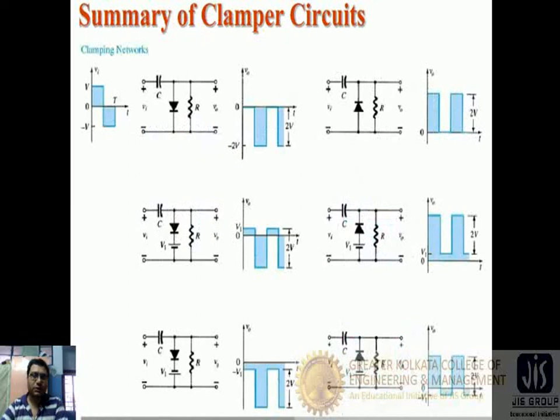Now we come to the summary of the clamper circuits. There are various types of clamper circuits available. So we can see some of the clamper circuits and the output of the clamper circuits depending on the biasing position of the diode and the input signals.